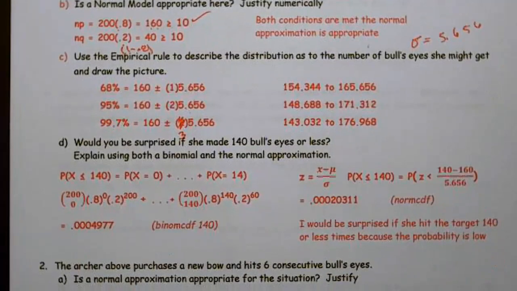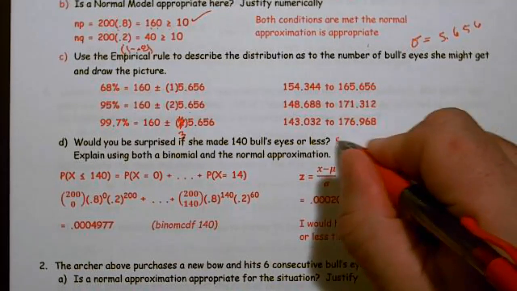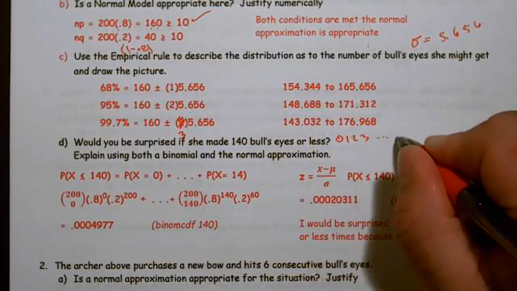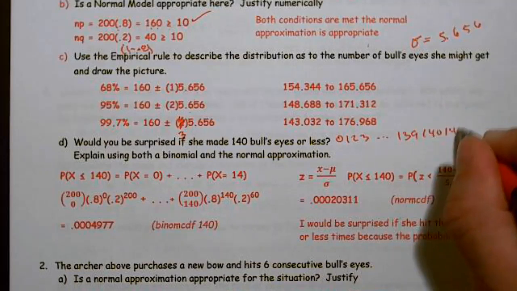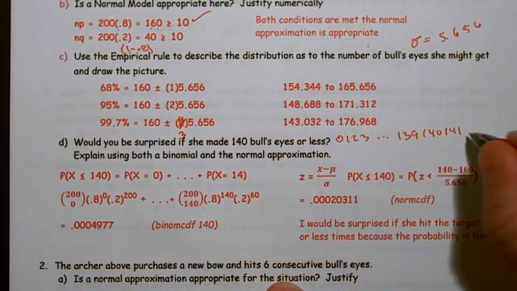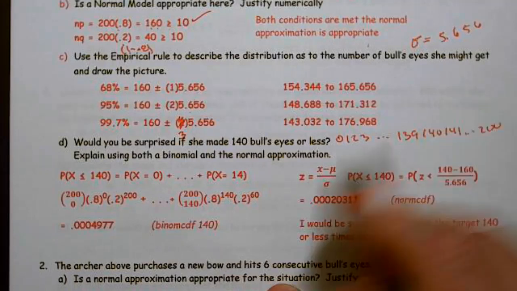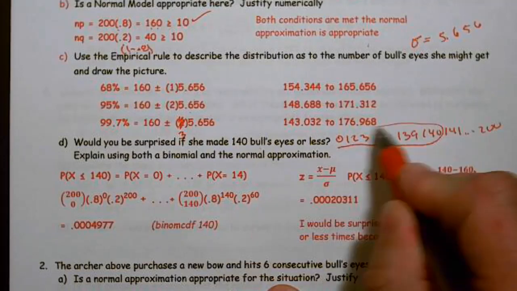So should we be surprised if she made 140 bullseyes or less? Explain using the binomial and the normal. Well, let's look at the binomial. So 0, 1, 2, 3, dot, dot, dot, 139, 140, 141. And how many times did we shoot the arrow? We shot 200, so dot, dot, dot, 200. And so we made 140 or less.